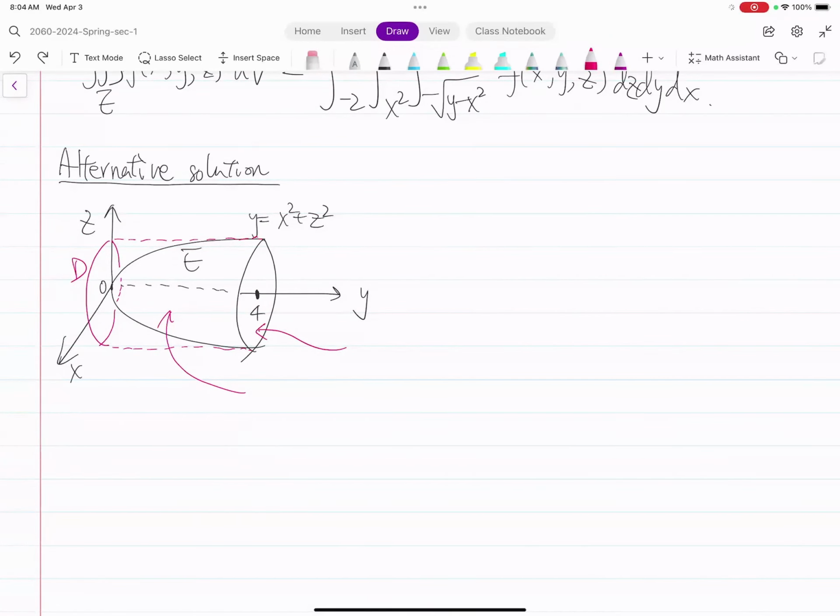And it also happens to be that lower bounding and upper bounding functions in terms of x and z. Okay, so here we can see that the lower bound is exactly the paraboloid itself. So y equals, we name it u1 because this is the lower bound. And of course, the upper bound is just the plane y equals 4. Okay, and we call it u2.